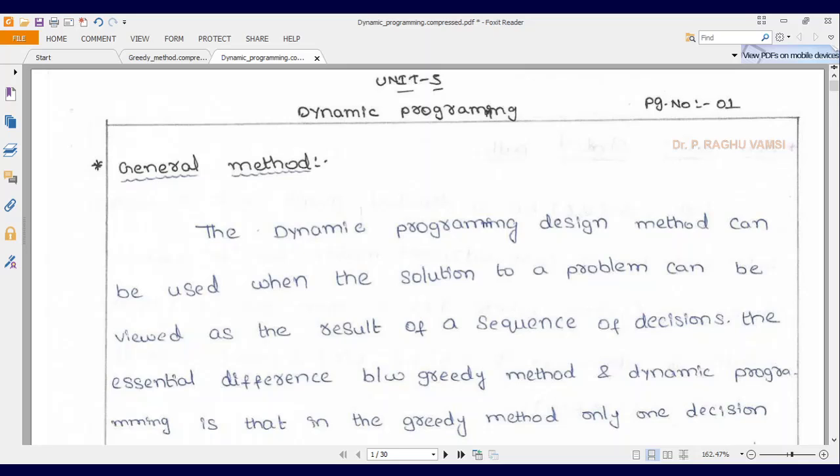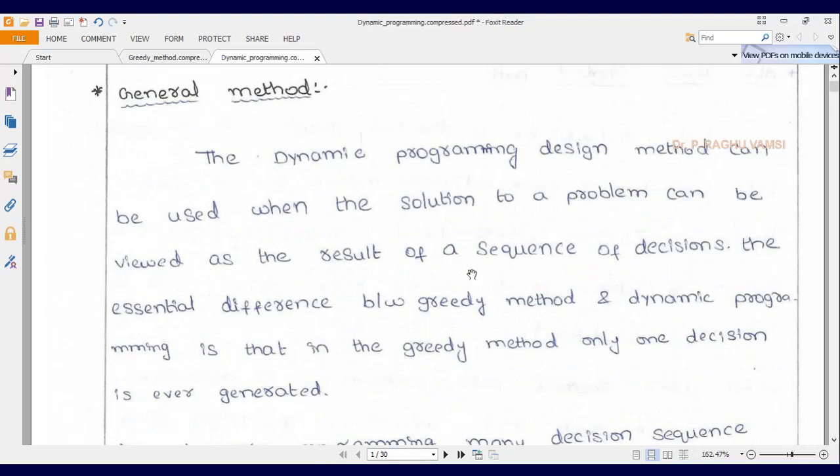The dynamic programming design method can be used when the solution to a problem can be viewed as the result of a sequence of decisions. The essential difference between the greedy method and dynamic programming is that in the greedy method only one decision is ever generated. That means whatever first step you do is nowhere related with the second step. But for every step in a greedy algorithm, you will check whether it is an optimal solution or not. This is the way you do it in greedy algorithms.